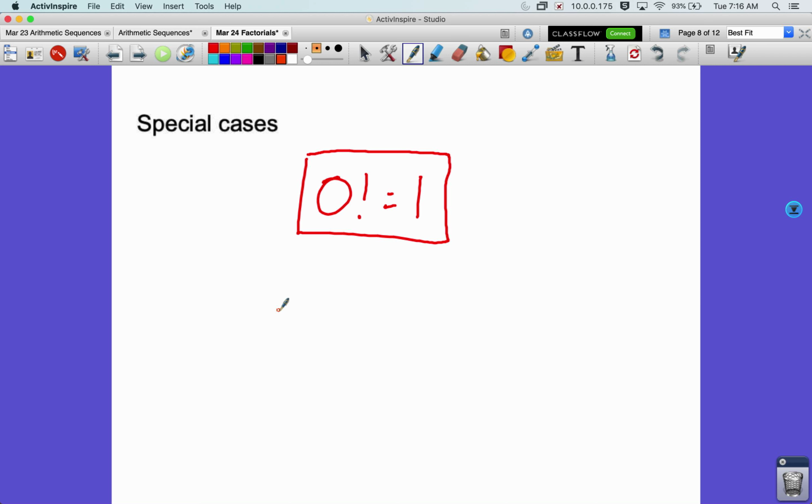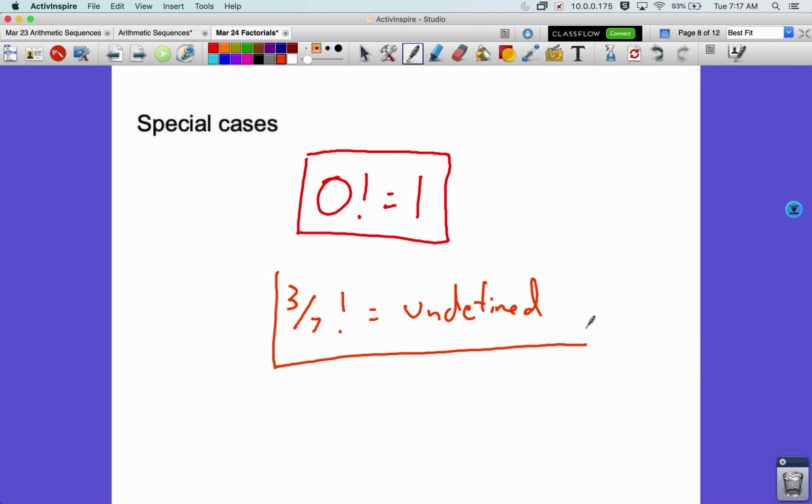All right, can we take the factorial of 3/7? We cannot. It's undefined. It's an operation that only works on our whole numbers. What about a negative number? Can we take the factorial of negative 8? Also undefined. So it's a very limited range here.